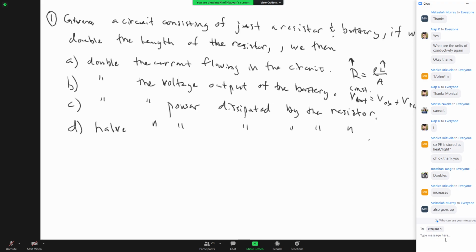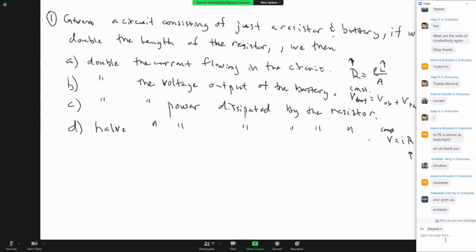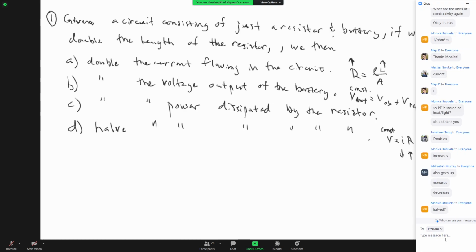So if we use Ohm's law, V is equal to IR, if resistance doubles, right, voltage is constant, what happens to current? Yes, it decreases. Good. So we know current decreases. So A is wrong because it doesn't double the current. It halves the current. We know B is wrong because voltage stays constant.